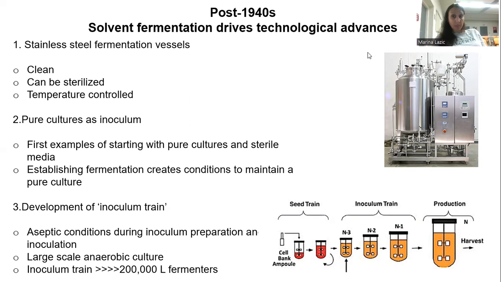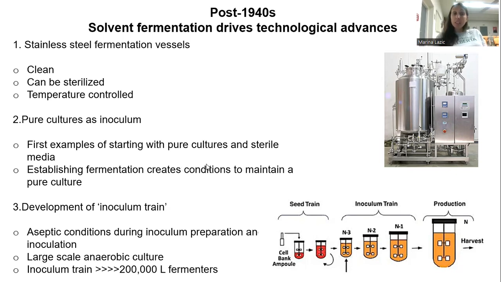So what does that mean? After the 1940s, we could see those stainless steel fermentation vessels. Some of them we will also see when we visit the Bressler lab, just very modern technologies, not those ancient ones. Those vessels must be clean, but because they're stainless steel, they can be sterilized, and you can have temperature control, which is a big issue, so you can control the process.